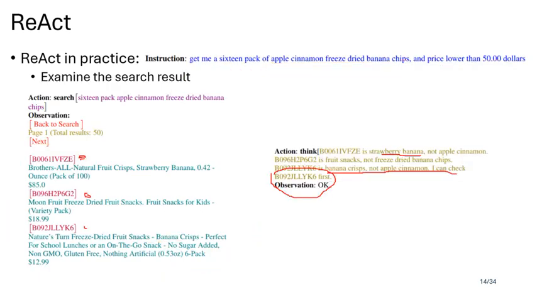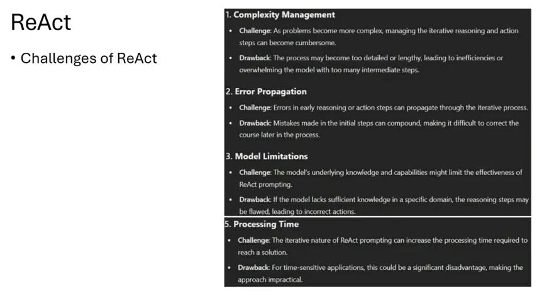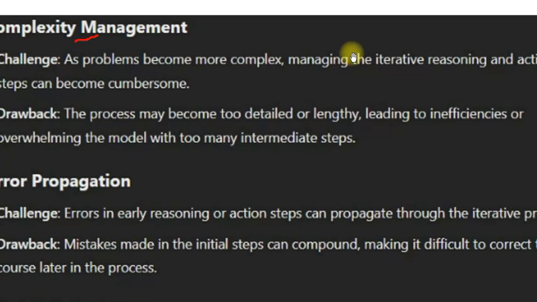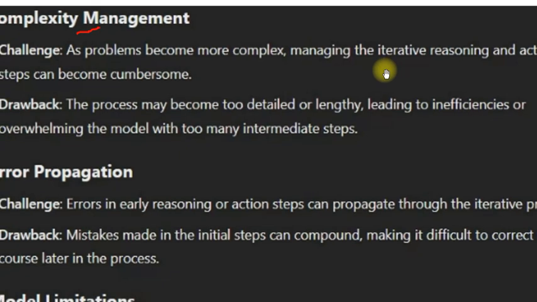Okay, so ReAct is reasoning and action. Because we have to do some reasoning and some action, and sometimes we break the problem into many steps, it will lead to some challenges. The first challenge, which is obvious, is complexity. If the problem is more complex, we have to manage the reasoning and action steps. Maybe we have to break the problem into many steps, and each step may require many actions to finish that step. So that is one challenge of ReAct: the complexity.